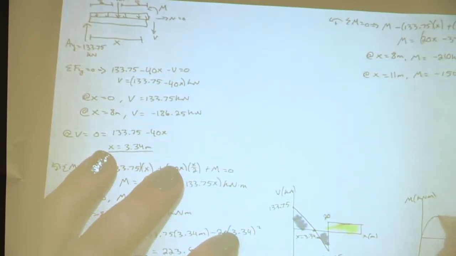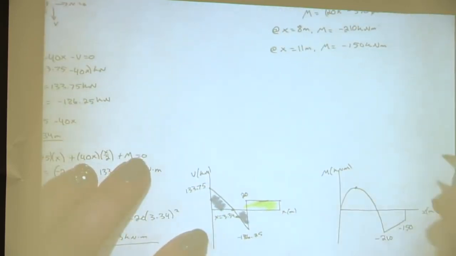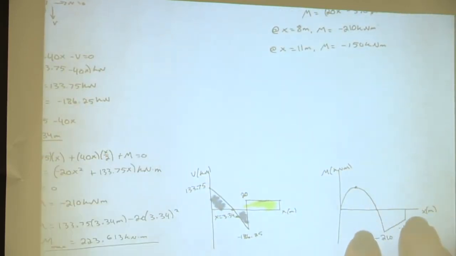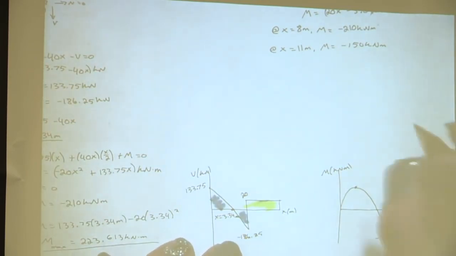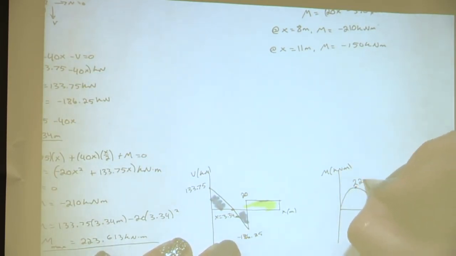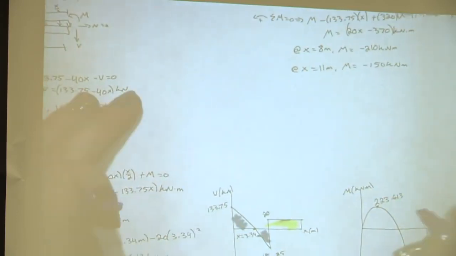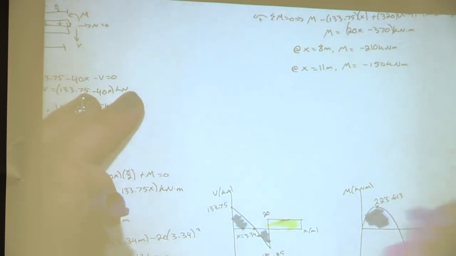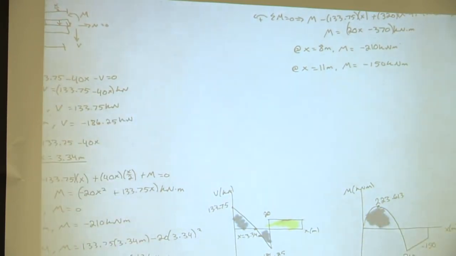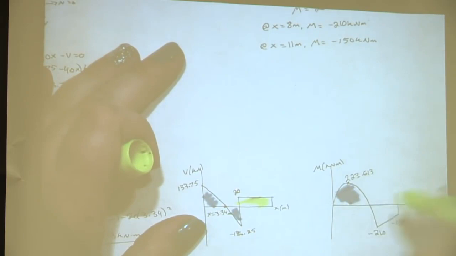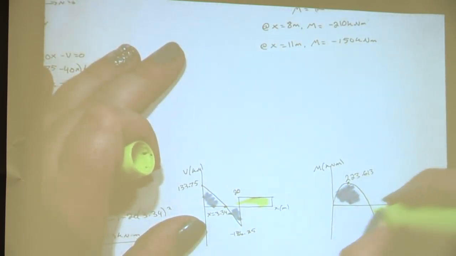Now, what did we determine this part to be right here? What was max bending? 223.613. Awesome. And I'm going to go ahead and color this. So that was found for cut 1. And then this section was found during cut 2.